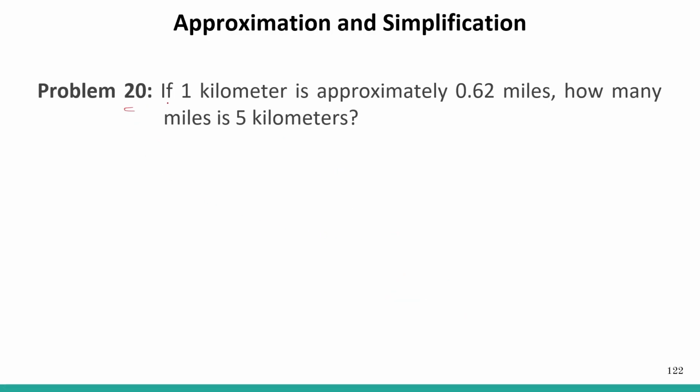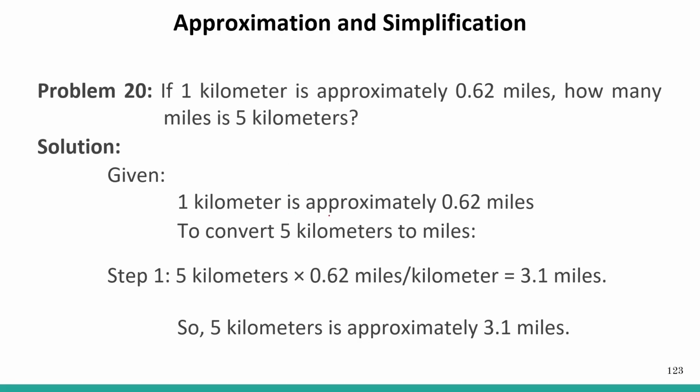Let's go for problem 20. 1 kilometer is approximately equal to 0.62 miles. How many miles is 5 kilometers? So 5 into 0.62 will be the correct answer. So it will be 3.1 miles.